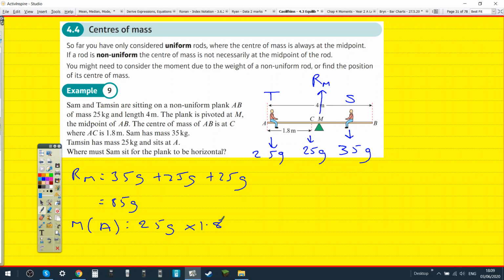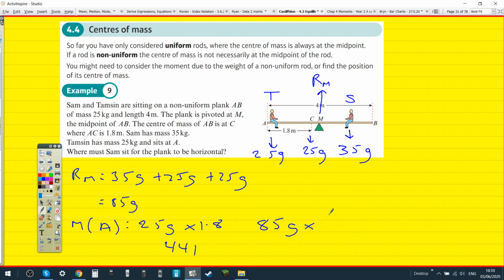Okay. And then, yeah, so if it's in equilibrium, then the force from Sam has to be equal to that too. So 441 equals 35g. Slow down. You're forgetting, just take moments. So 25g times 1.8. We have a reaction at M, which is 85g. Yeah, okay. 85g times 1.8.